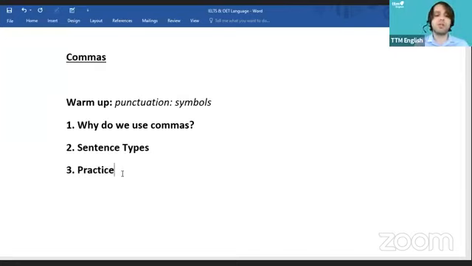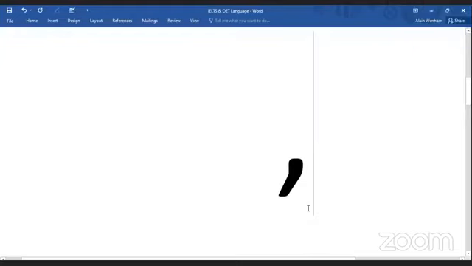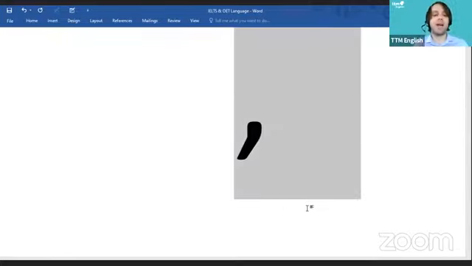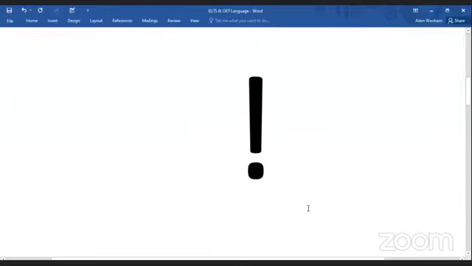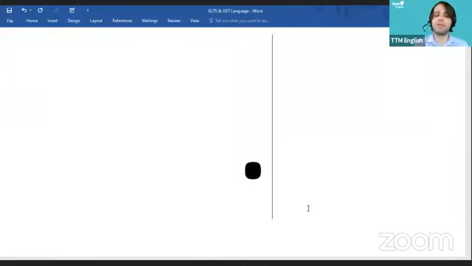So punctuation symbols, it's just a warm-up game. This is, of course, what's this, guys? Comma. Okay, so in this game, it's very, very silly. I'm going to put a piece of punctuation on the screen. You just have to put your microphone on and shout out what it is, okay? So what is this? Exclamation mark. Good. What about this?